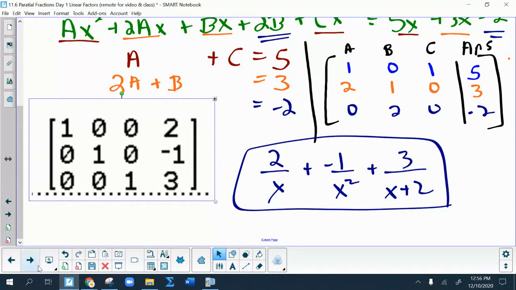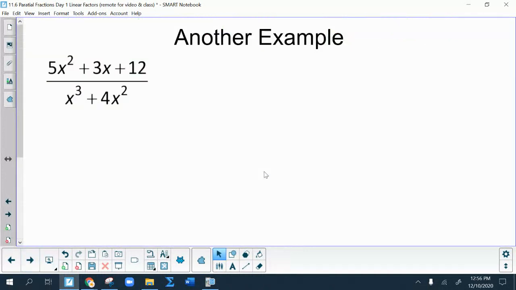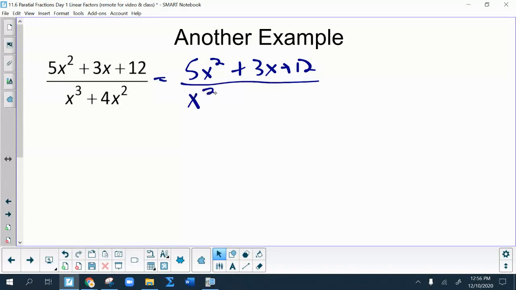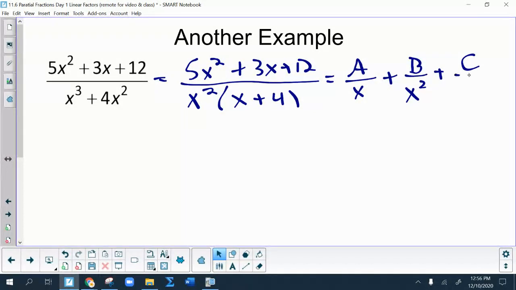All right, I'll do the next one without using the matrix. So same situation here. This one looks really similar, except it hasn't been factored yet. So I'm going to start by factoring my denominator. It will factor into x squared times x plus 4. So this is actually a really similar problem. They won't all look like this, don't forget. So I'm going to have a over x, b over x squared, c over x plus 4.